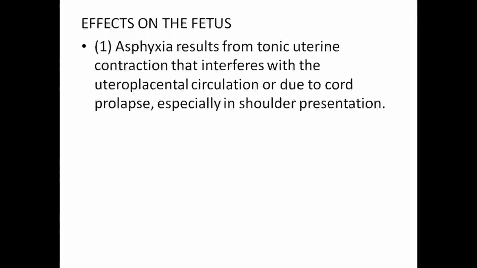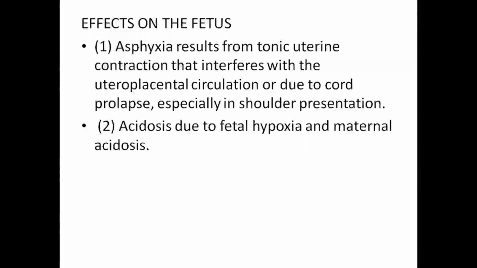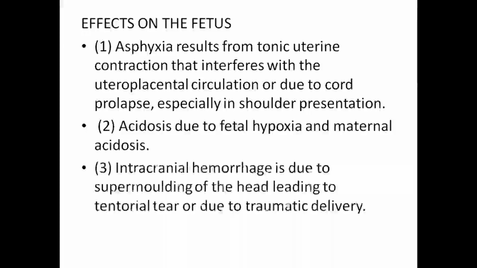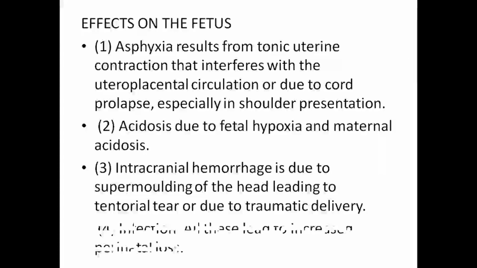Effect on the fetus. Asphyxia results from tonic uterine contraction that interferes with the uteroplacental circulation or due to cord prolapse, especially in the shoulder presentation. Acidosis is due to fetal hypoxia and maternal acidosis. Intracranial hemorrhage is due to supermolding of the head leading to tentorial tear or due to traumatic delivery. Infection. All these lead to increased perinatal loss.